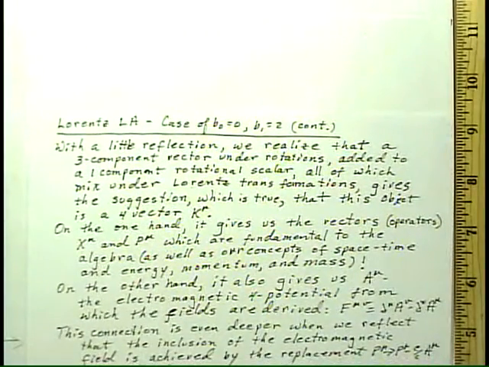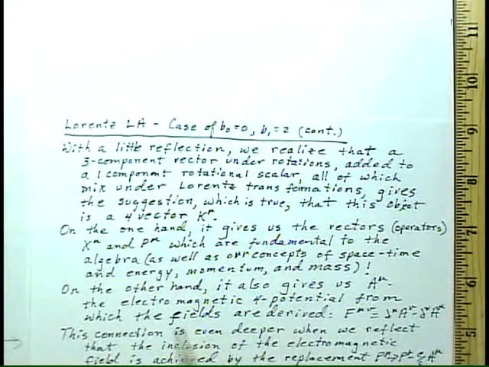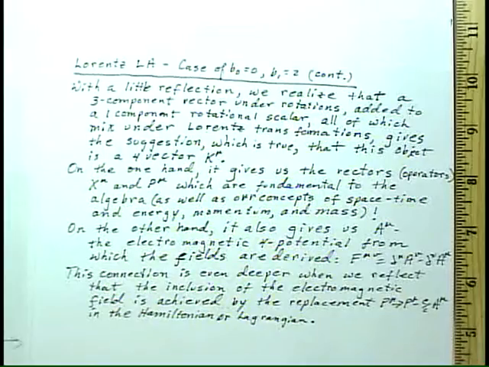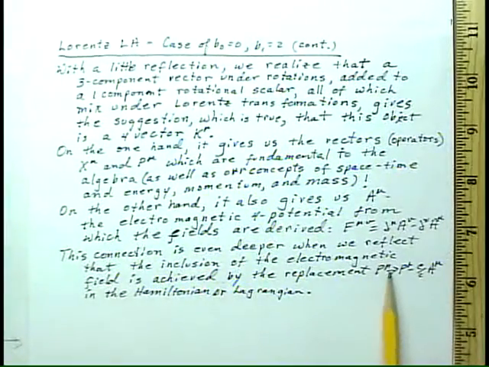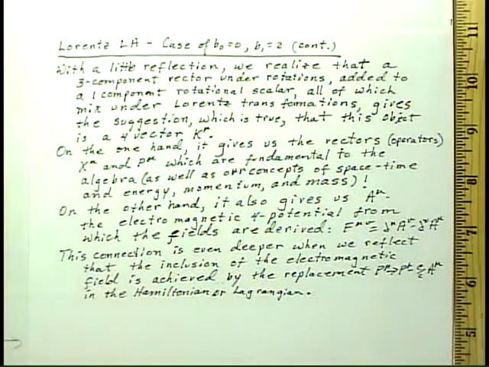On the other hand, we get vectors such as A mu. This is the electromagnetic 4 potential, which is also a vector, and from which the electromagnetic fields are derived, F mu nu being this antisymmetric combination as we discussed earlier. The connection is actually deeper when we reflect on the fact that the inclusion of the electromagnetic field is achieved by the replacement of the momentum vector by the momentum vector minus E over c A mu, where A mu is the vector potential. This is often called the principle of minimal electromagnetic interaction.